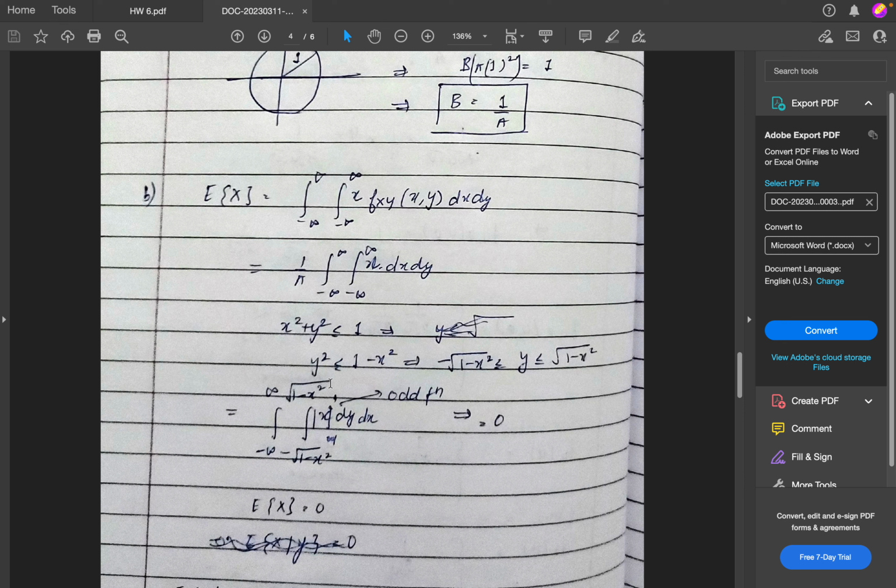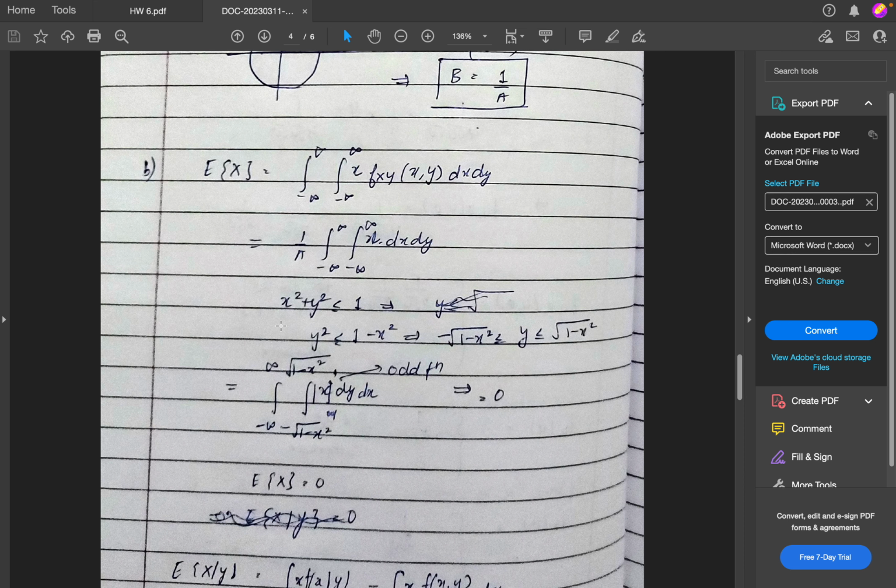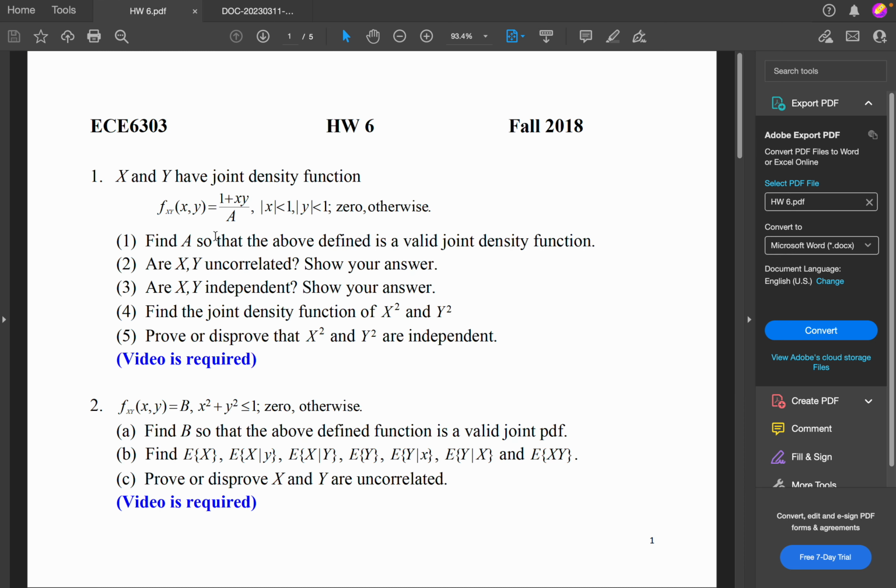So we will change the range of x and y. Basically this will be equal to the integral of x dy, where y ranges from minus under root of 1 minus x square to under root of 1 minus x square. And if we see just this integral, since it is an odd function, this will be equal to 0. So the expected value of x is equal to 0.